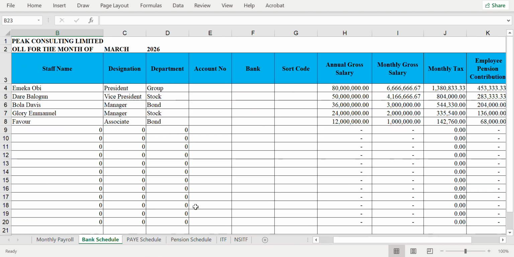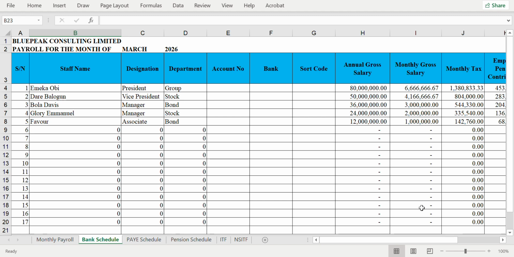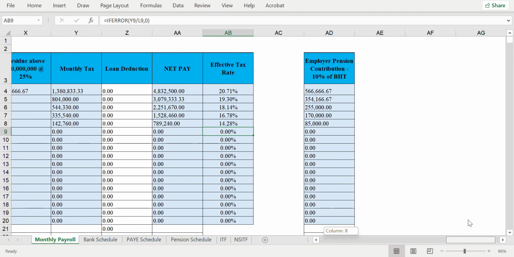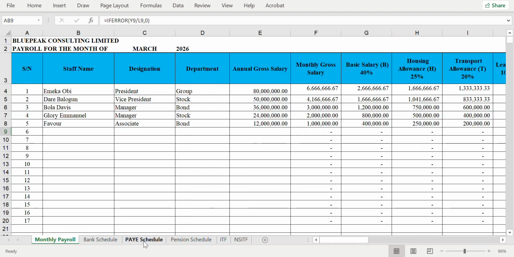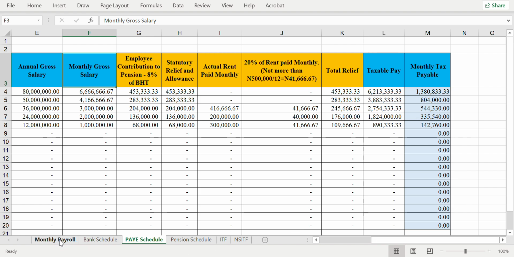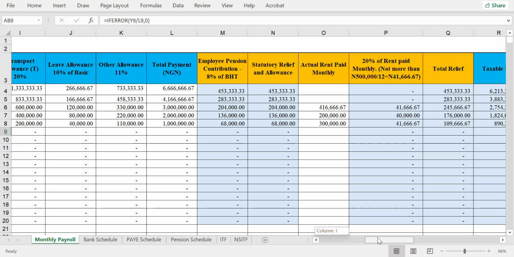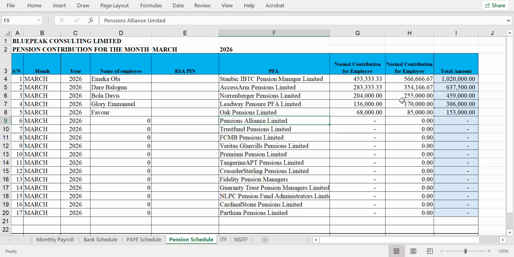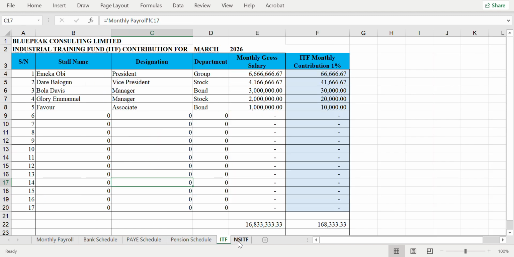Then the bank schedule is already prepared. Favor is added already for the month of March. And so what she's earning here, net pay 789, is the same thing as what was the total. Then we go to the payee schedule, the same thing. What was the tax, which is 142 for the month, is the same thing as what was inputted. Then we have the pension, both for the employee and the employer. And then we have the NSITF and the ITF.